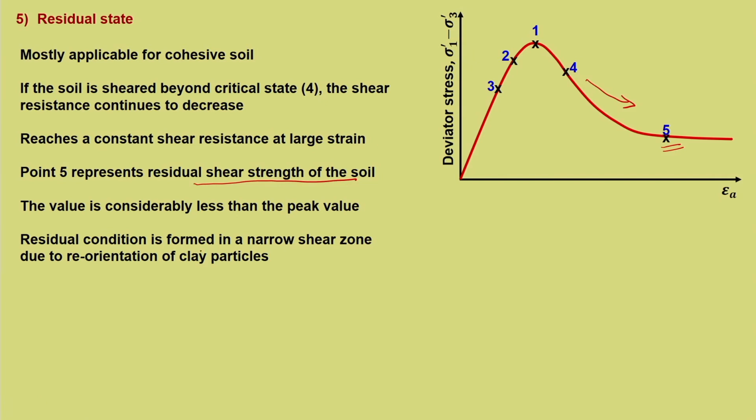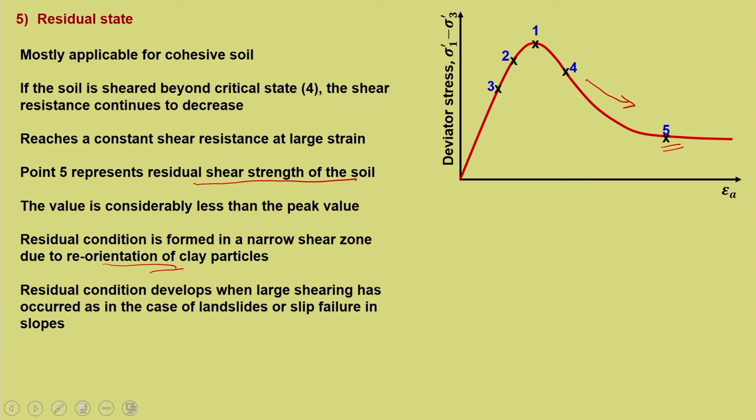Now, residual condition is formed in a narrow shear zone due to reorientation of clay particles. So, it is associated with clays, and an example of such a residual state is in the case of slope stability, where there are failure planes or slip lines which are formed.